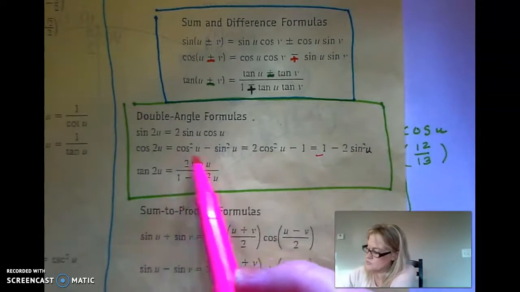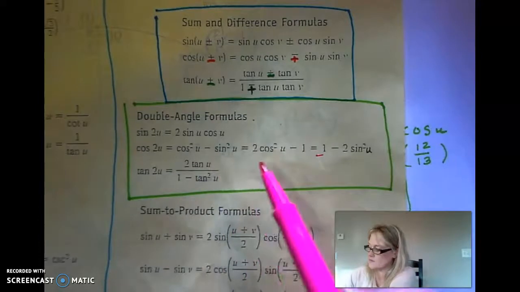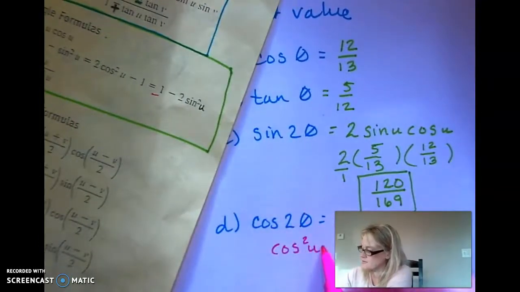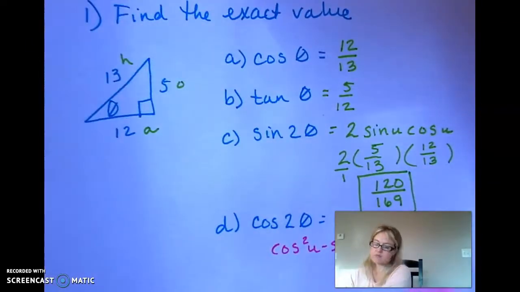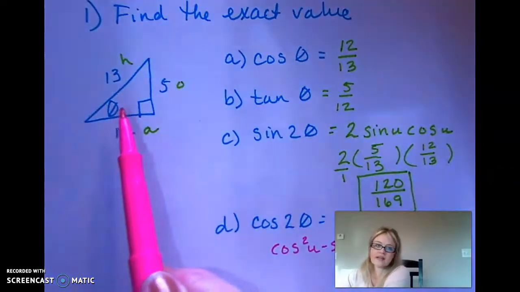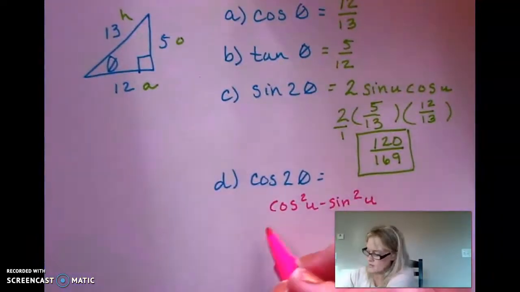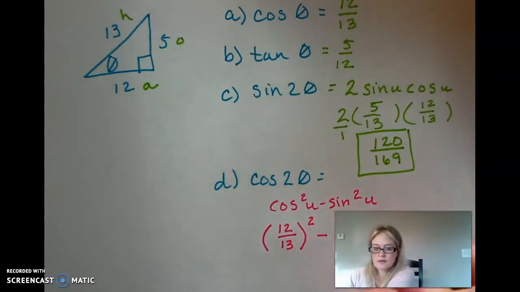So I'm going to choose to use this first one because I know both sine and cosine already. So the cosine is cosine squared of u minus sine squared of u. Again, I could pick any of those, but because I have this triangle and I know sine and cosine, I'm just going to pick this one. So I am going to take cosine, which is adjacent over hypotenuse, and square it, minus sine, which is opposite over hypotenuse, and square it.